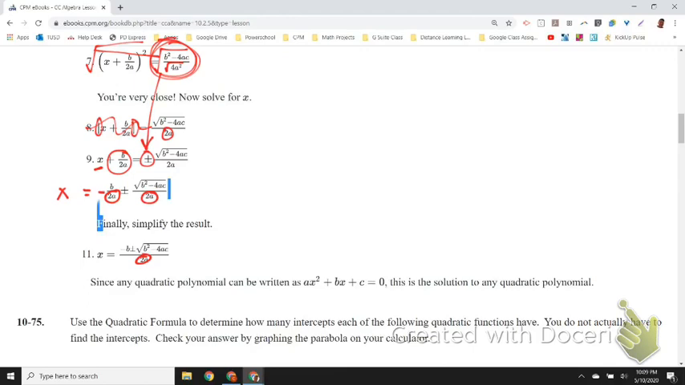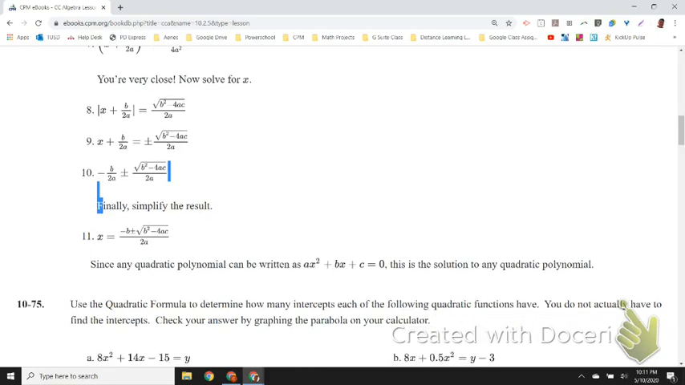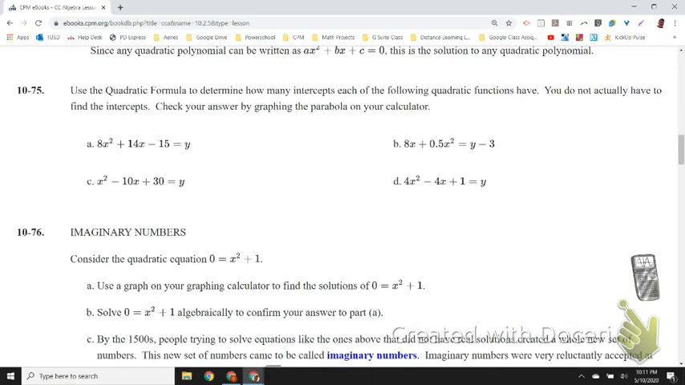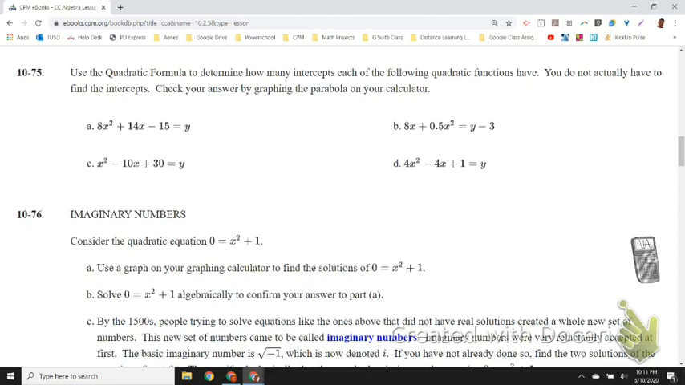Whew. All right. So that gets you the solution to any quadratic polynomial that you may have. Okay. Let's move to 10-75. 10-75 says to use the quadratic formula to tell me how many intercepts each of these quadratic functions have. If you recall, an x-intercept is a 0, right? It's where it's going to cross your x-axis. It tells you how many solutions you have.